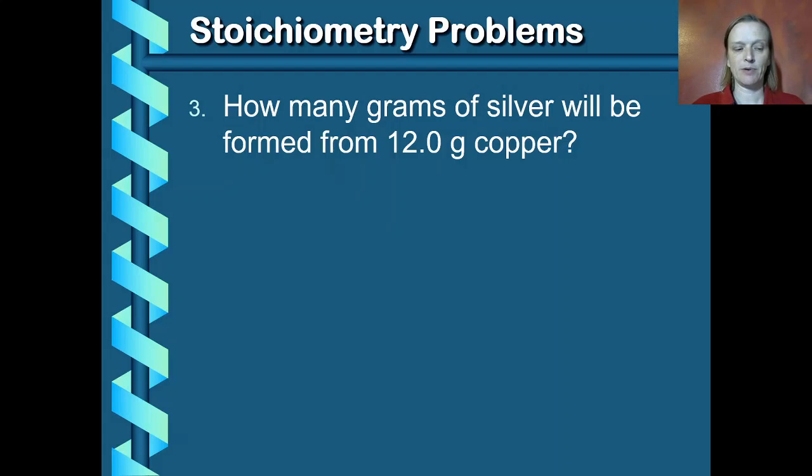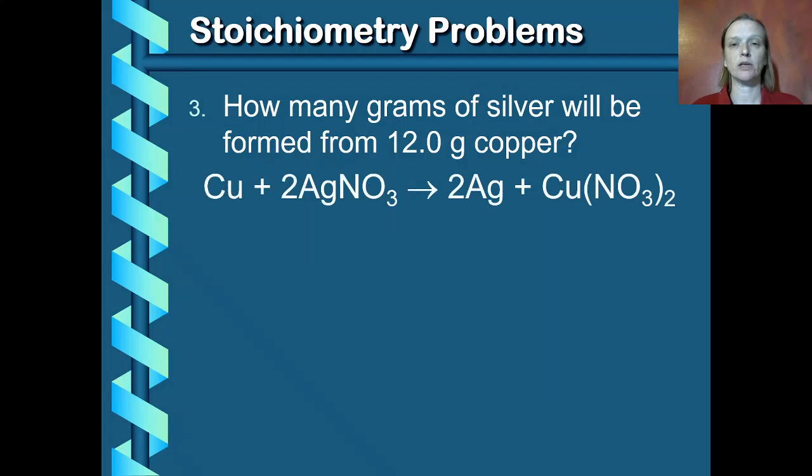Let's do another example. How many grams of silver will be formed from 12.0 grams of copper, according to this equation? My known is the copper, I've got 12 grams. My unknown is the silver. Again, I want to calculate the grams.